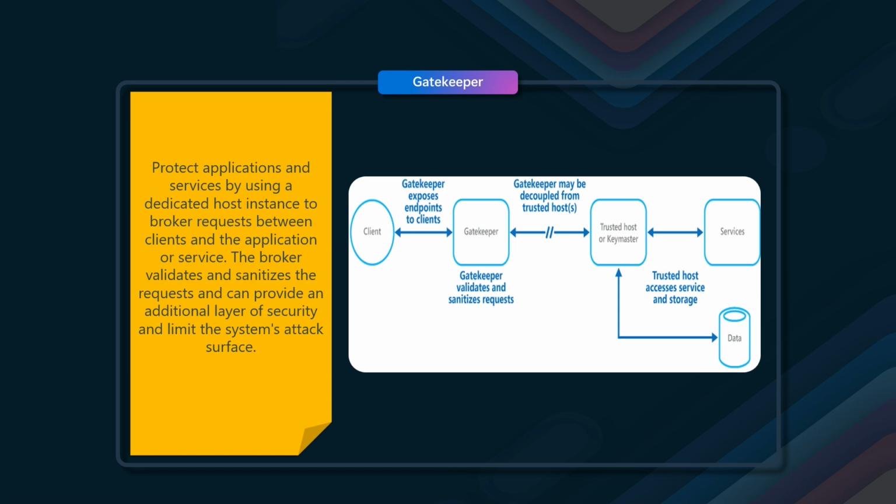If a malicious user compromises the system and gains access to the application hosting environment, its security mechanisms, access to data, and other services are exposed. As a result, the malicious user can gain unrestricted access to credentials, storage keys, sensitive information, and other services. The gatekeeper pattern allows you to protect applications and services by using a dedicated host instance to broker requests between clients and their application or services. The broker validates and sanitizes the request and can provide an additional layer of security and limit the system's attack surface.